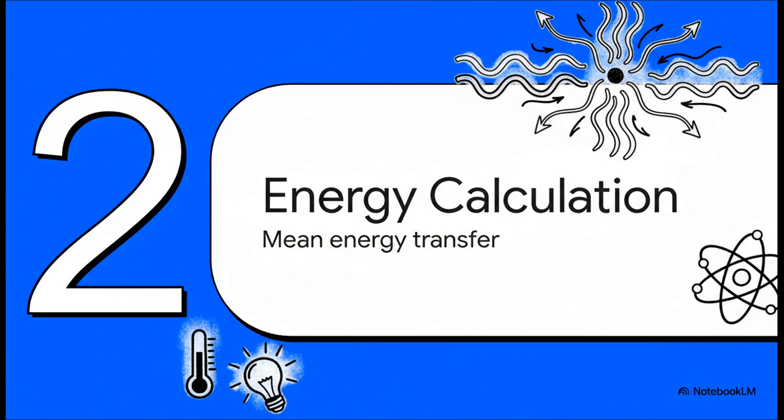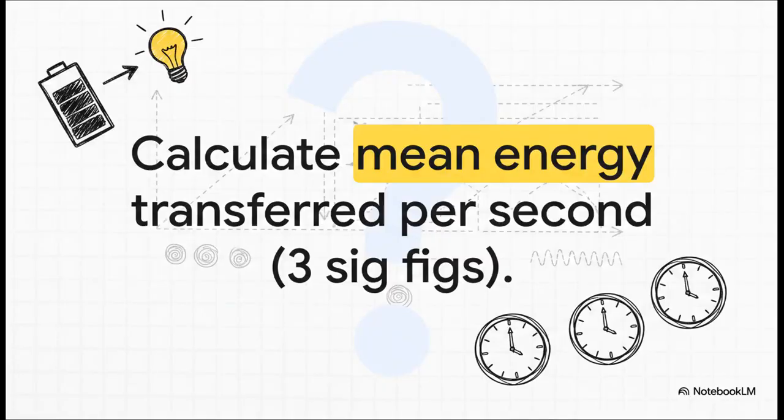This one's all about mean energy transfer. So let's look at what they're giving us. We've got the total energy for a whole year and the number of seconds in a year. The mission is pretty clear. Find the energy per second. But, and this is super important, they've specified 3 significant figures. That's a classic exam instruction you can't ignore.